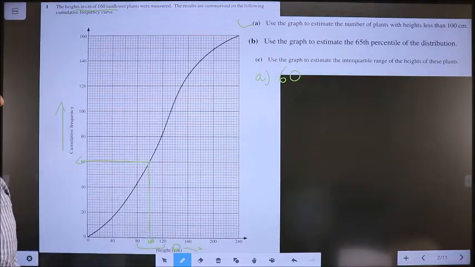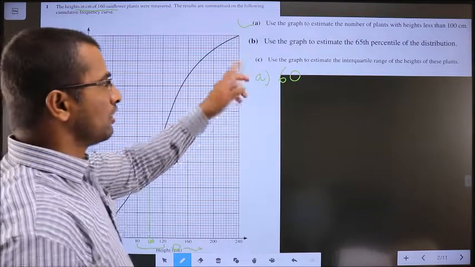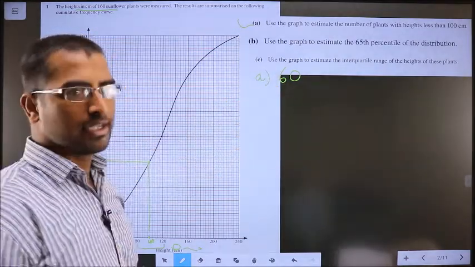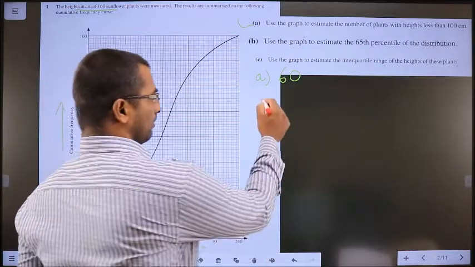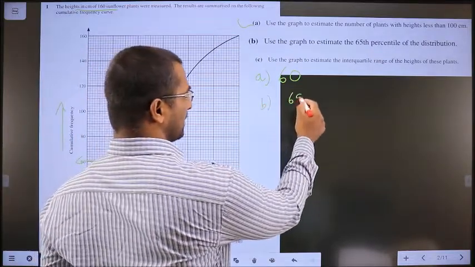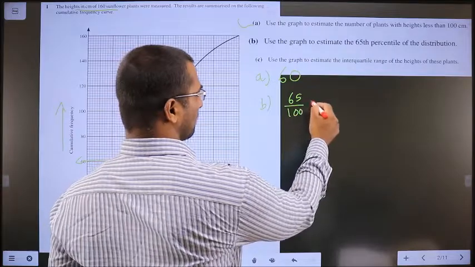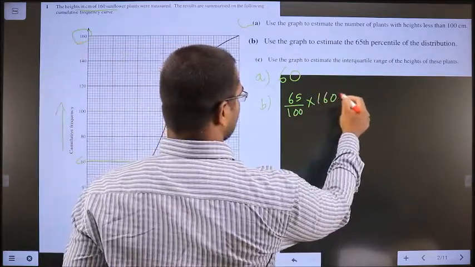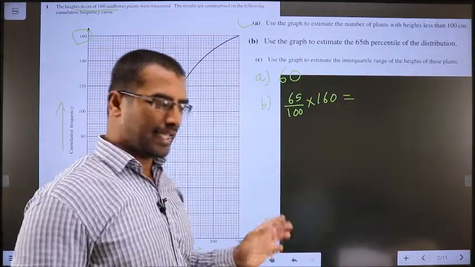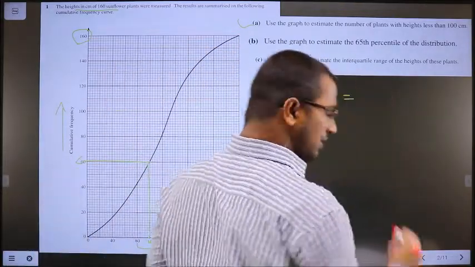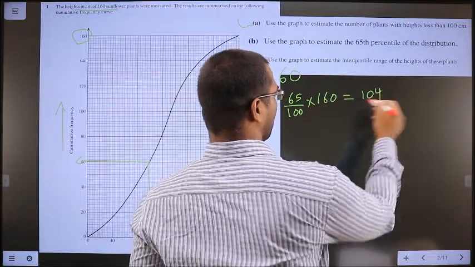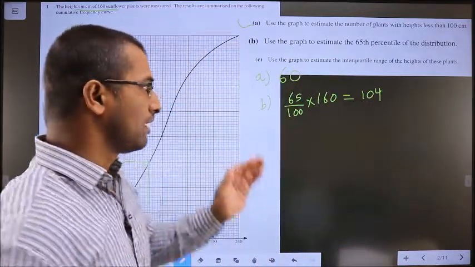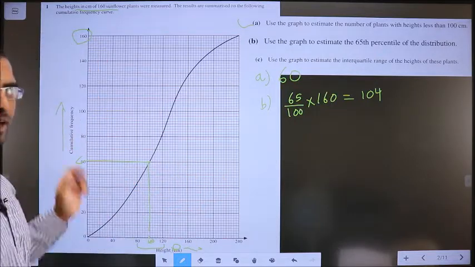Okay. Next, B. Use the graph to estimate the 65th percentile of the distribution. First find out 65% of the total. Total is 160. So 65% of 160 is 104. You put this in the calculator, you get the answer to be 104. Now show 104 on the y-axis.